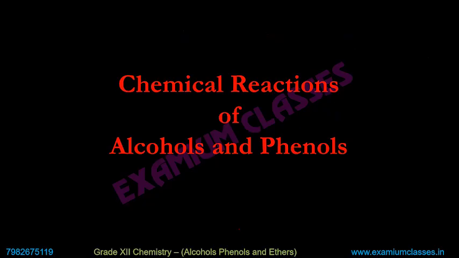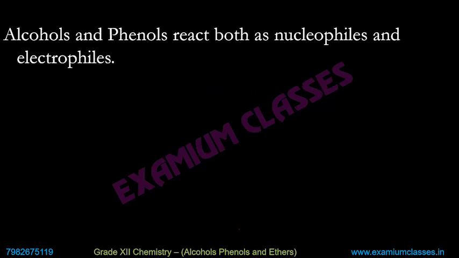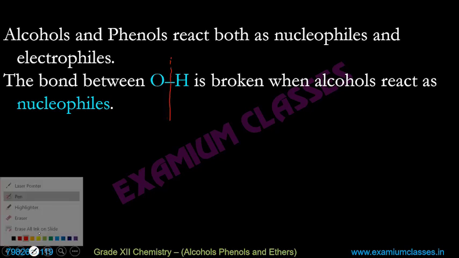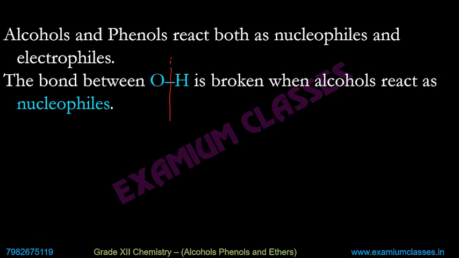Okay, now the chemical reactions of alcohols and phenols. There are two basic types of reactions of alcohols and phenols. They can act as nucleophile and they can act as electrophile. It just depends on which bond gets broken. So if the OH bond is broken, meaning hydrogen goes away, then it acts as nucleophile. Alcohol or phenol, these act as nucleophile.